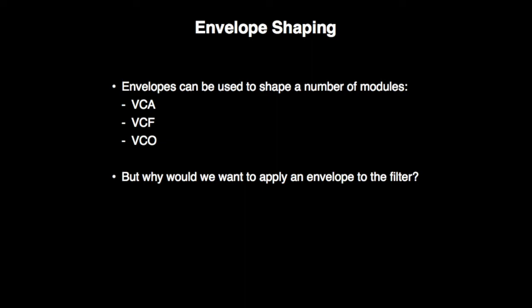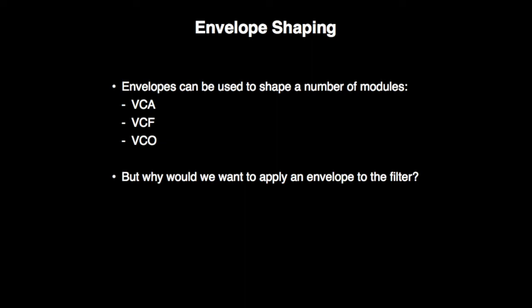The thing is, envelopes can be used to shape a number of modules. So we can use them on the VCA like we talked about last time. We can also use them to change the position of the filter or to change the pitch of the oscillators. So over the coming weeks, we're going to look at envelope shaping on the filters and the oscillators as well. So we already know about envelope shaping on the amplifier. So today we're going to talk about envelope shaping on the filter.